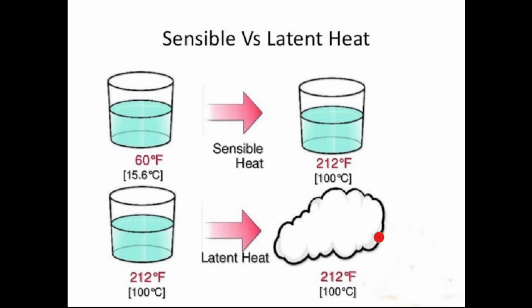Latent heat results in a phase change of water. So we have 212-degree water sitting here. Latent heat transforms that into a gas at 212 degrees. And then sensible heat here results in a change in temperature of the water. So we have 60-degree water here. Sensible heat occurs. And then we just have a temperature change. So it's still liquid water, 212 degrees. There's no gaseous form of water as it is with latent heat. So it's definitely an interesting aspect in the atmosphere. We'll get into more of that as we continue.